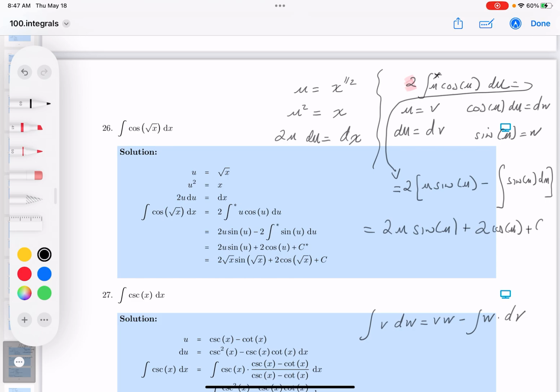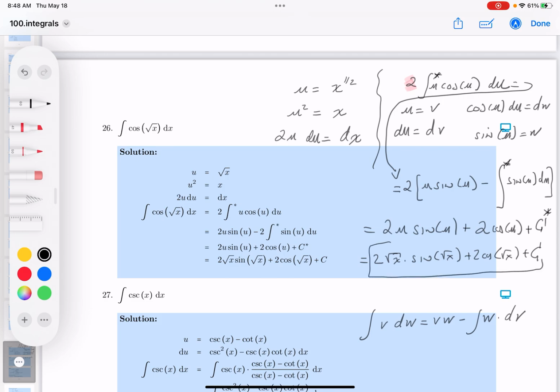Plus some constant of integration. I forgot to put my star over here. I'll put it back down. This is star. I need to go back from u to the land of x's now, and I think I can do it. And what's u equal to? Well, that's the root of x, right? So it's going to be 2 root x times the sine of root x plus 2 cosine root x plus some constant of integration.